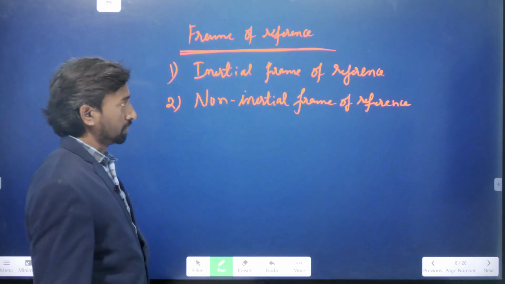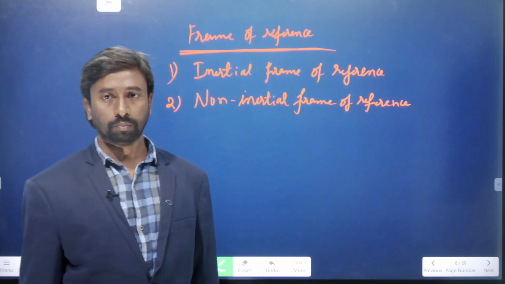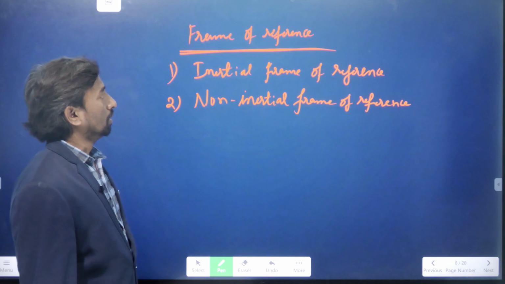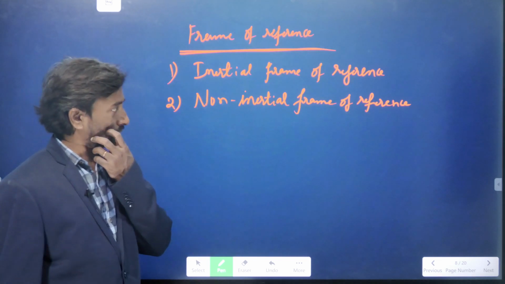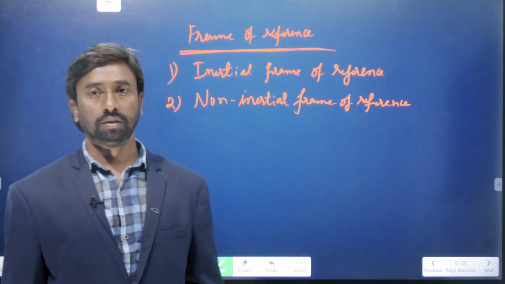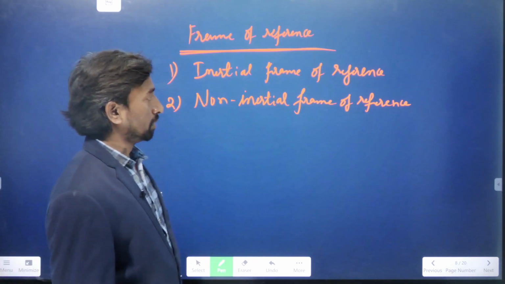So an inertial frame of reference is nothing but the frame of reference in which Newton's laws of motion are applicable, Newton's second law can be applied. That is called an inertial frame of reference. The non-inertial frame of reference is the frame of reference in which Newton's second law, or Newton's laws, cannot be applied. It is called the non-inertial frame of reference.